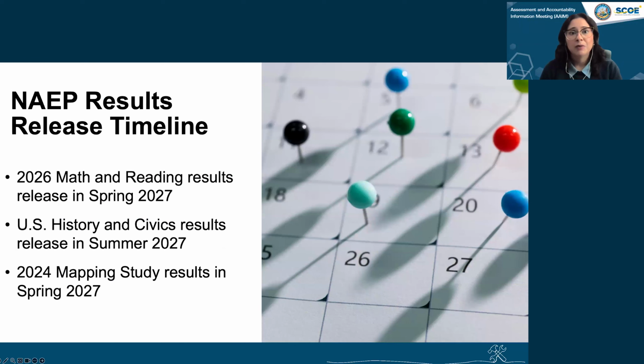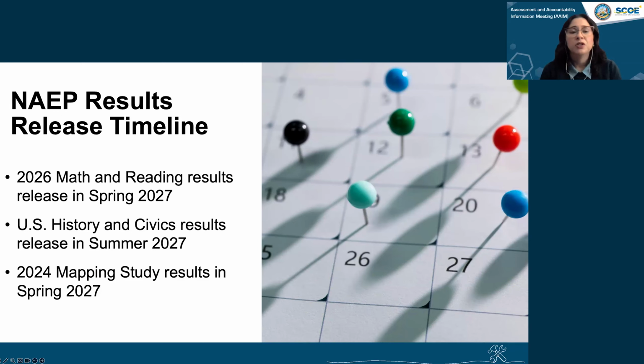So our upcoming results release timeline, which everyone is always very interested in. This is going to be related to our previous assessment administration year. The 2026 math and reading results will likely be released in spring 2027, if not sooner. U.S. history and civics results will be released in summer 2027, so after the math and reading results.